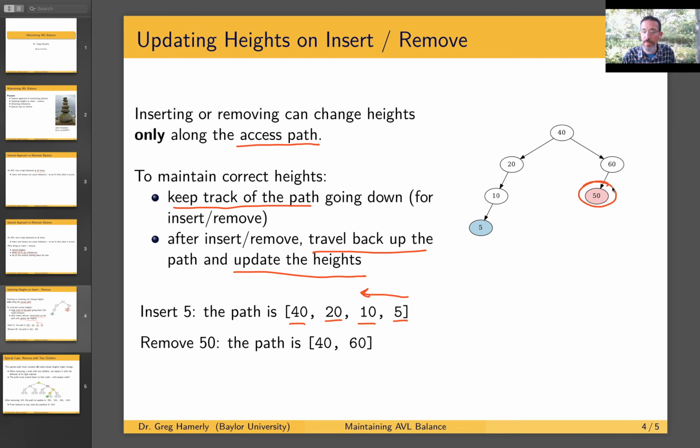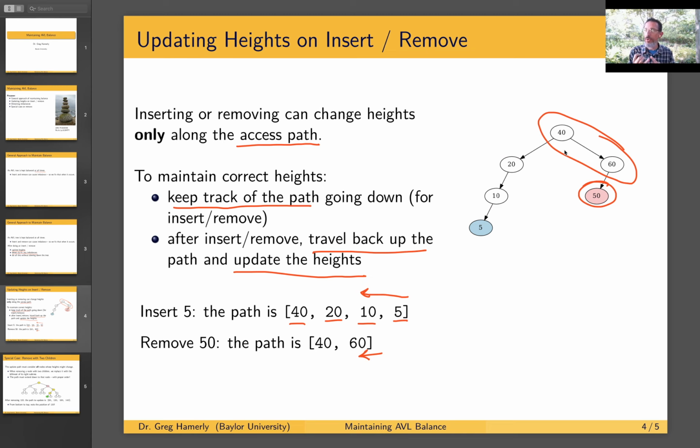But since 50 is being removed, then the path is just 40 to 60, and we would have to travel backwards up this path towards the root and update the heights of 40 and 60, or possibly update their heights. Check whether they need to be updated, and check for imbalance. So at a high level, this is the idea.